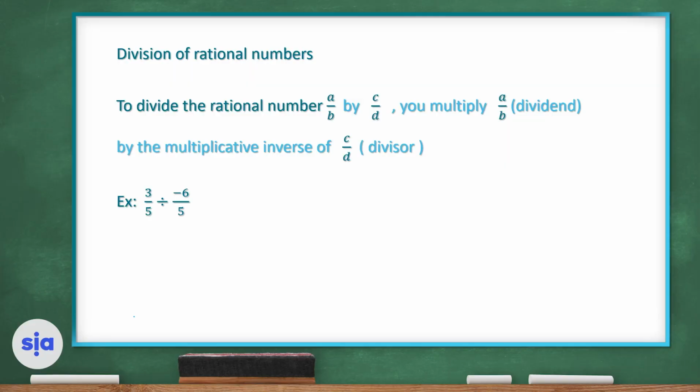So in this one, it will be 3 over 5 multiplied by the multiplicative inverse, which is negative 5 over 6. If you do this one, you will see that the 5 and 5 are crossed out together, so it's 3 over negative 6, which is negative 1 over 2.